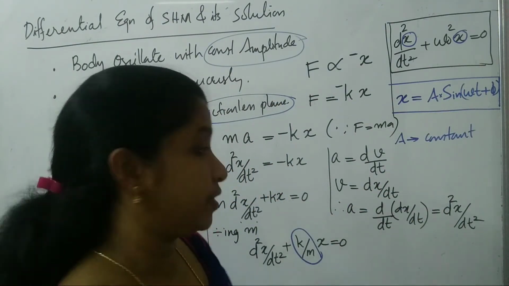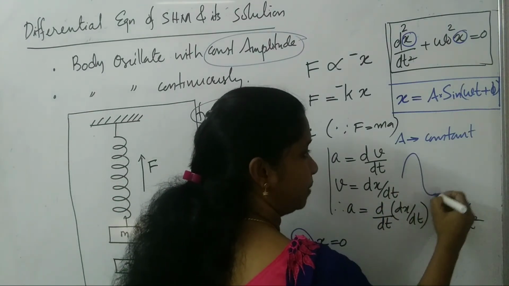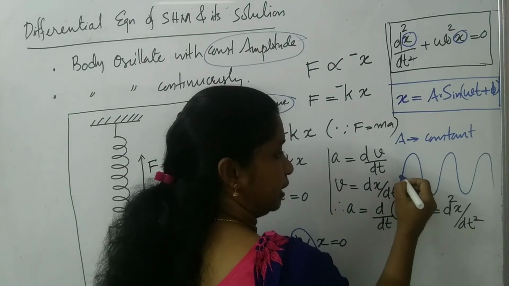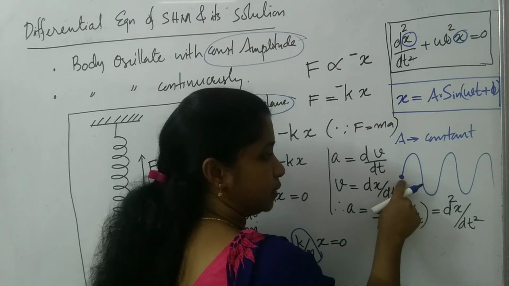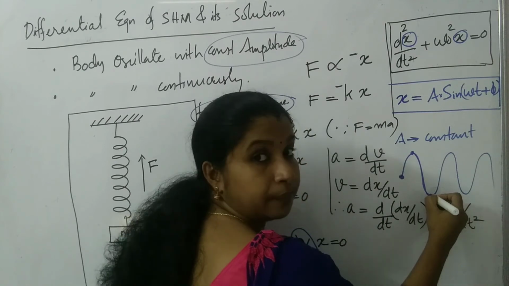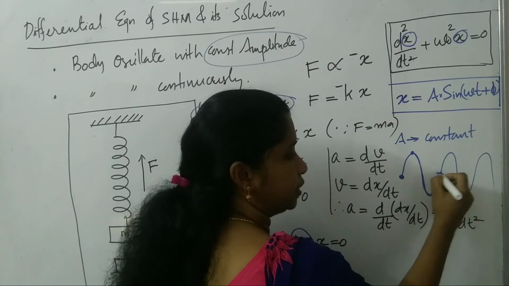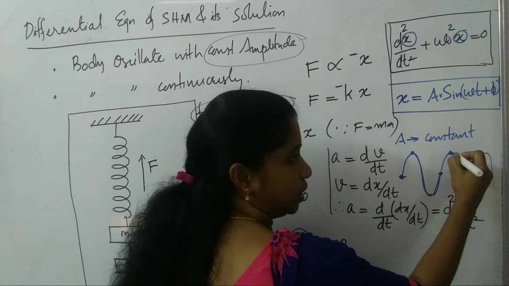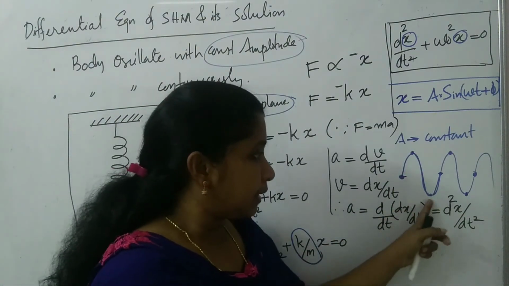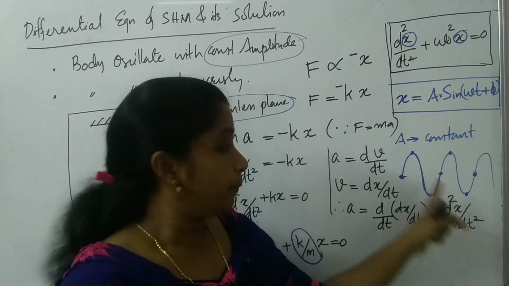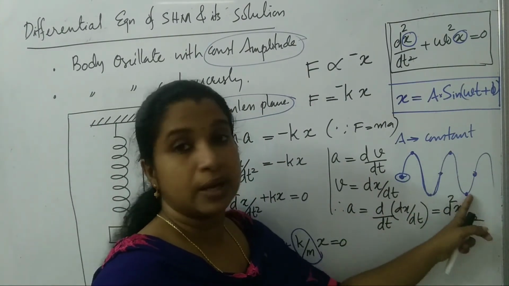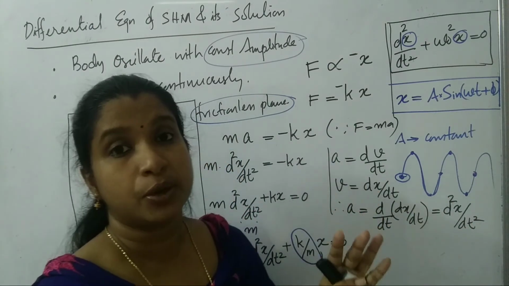What is the meaning of the sine function? We know the sine wave. If we consider this as the initial position, an oscillating body oscillating from this position goes to one extreme, then goes to the next extreme position, then comes back to the initial position. Again it goes to the first extreme, the second extreme, then the initial position. So this sine wave represents the motion of this particle, which repeats in regular intervals of time. That means it is a periodic function.